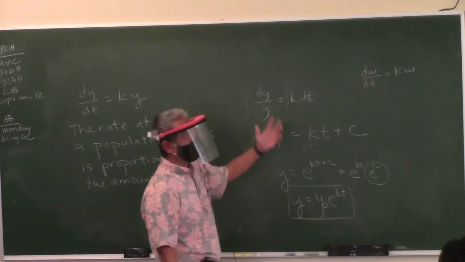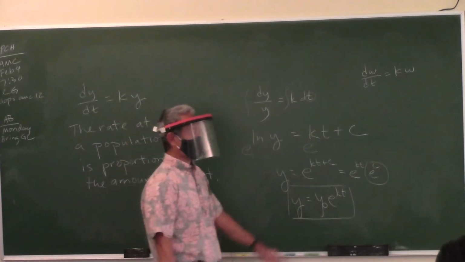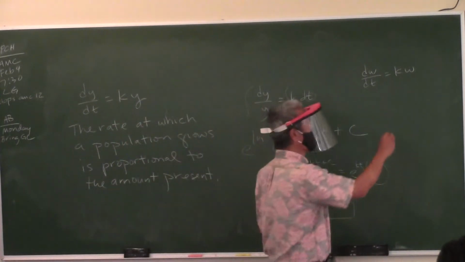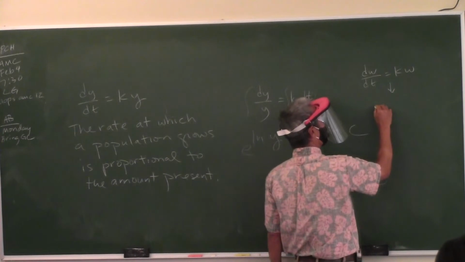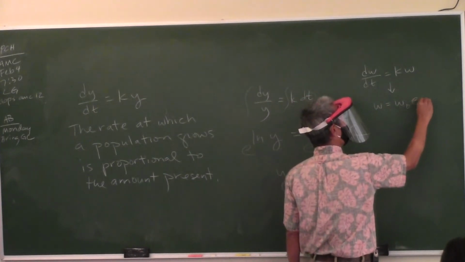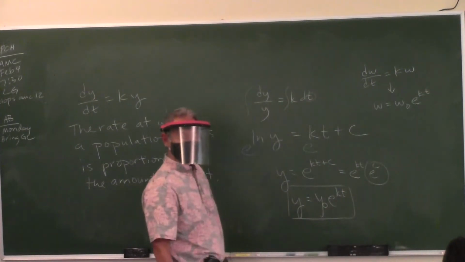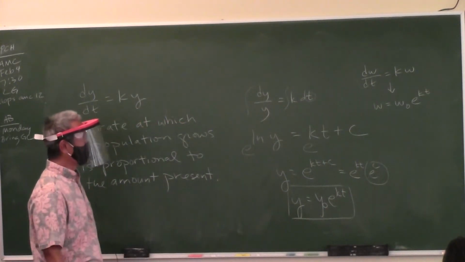Is that going to throw you off if they use a W instead of a Y? Yeah, I hope not. So what is the solution for this differential equation here? What would you write? W equals W naught e to the kt. That's right. That's all you have to do.